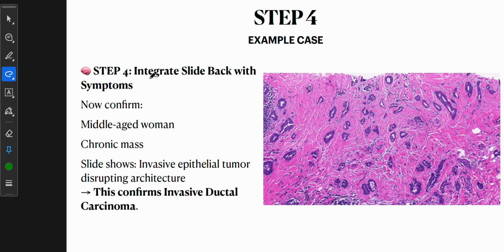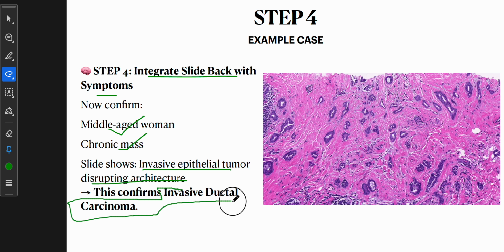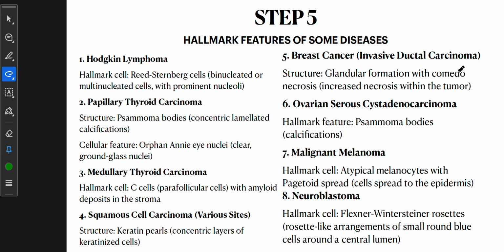So let's integrate the slide back with the symptoms. Now confirm. It is a case of a middle-aged woman. There is a chronic mass. The slide shows an invasive epithelial tumor disrupting the architecture. So the diagnosis we reach is invasive ductal carcinoma. So that is how we tackle the question, right? This is a case of invasive ductal carcinoma. Done. Now, I have presented you a gift here.